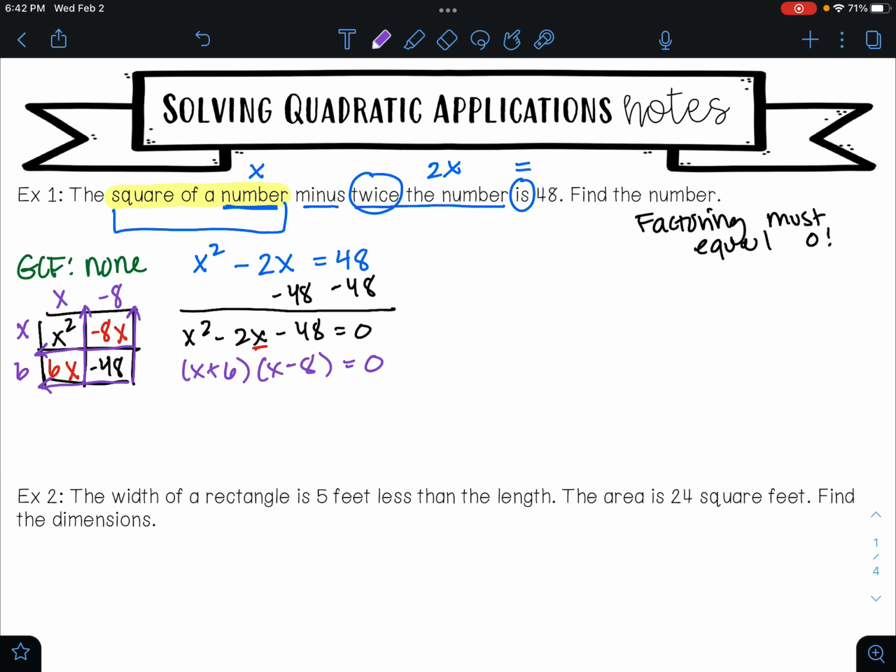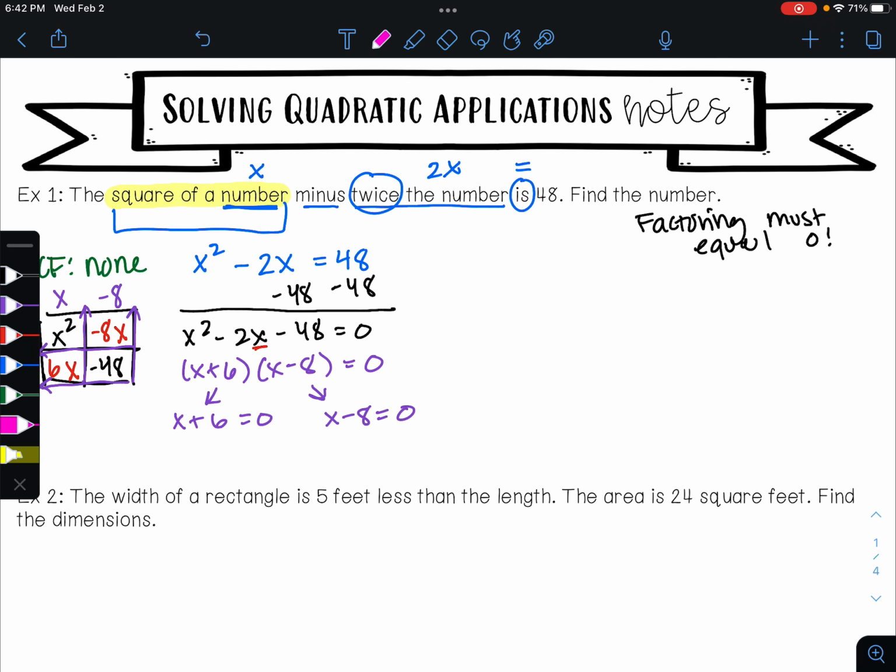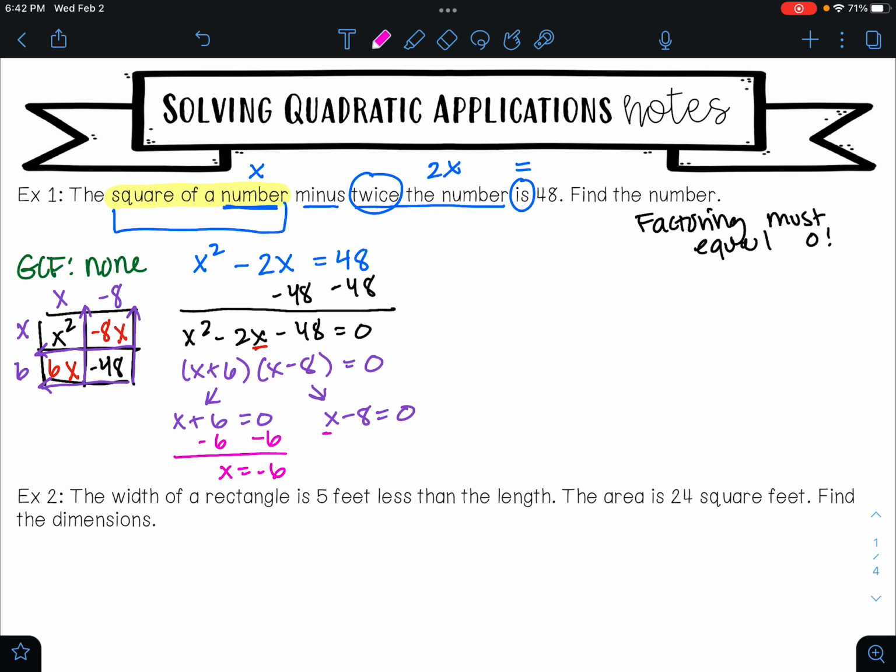So from here, I can use the principle of zero products to solve. So I'll either have x plus 6 equals 0 or x minus 8 equals 0. So now I'm just going to solve each equation. To undo addition, I'll do subtraction and get x equals negative 6. To undo subtraction, I'll do addition and get x equals positive 8. So the numbers are negative 6 and positive 8.